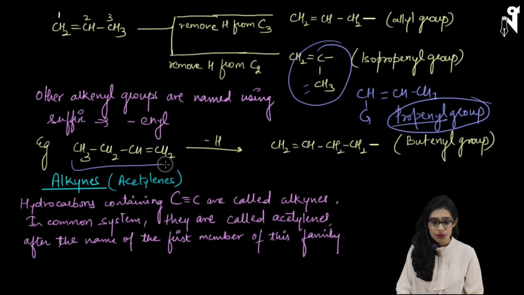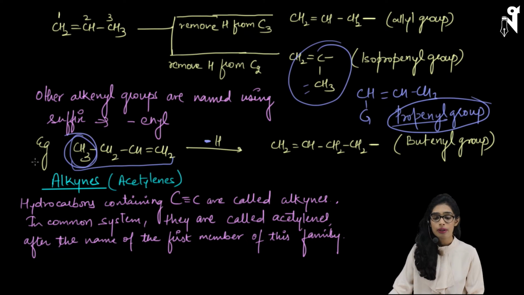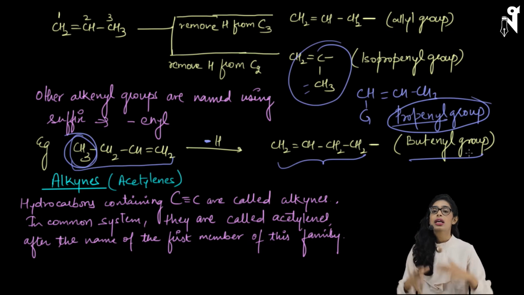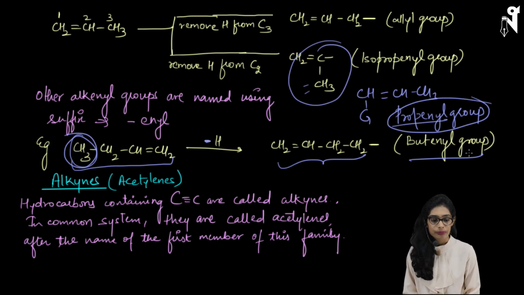A similar example we have shown over here. So this is my butene, and I have removed a hydrogen from here. Hydrogen has been removed from here, and this is what the compound looks like. And now this will be called the butenyl group. So that's how it will be named. It will be named as butenyl, propenyl, ethenyl, pentenyl, and so on. Now there are some other complications involved in it. What all those complications are, we will talk about when we talk about IUPAC naming.